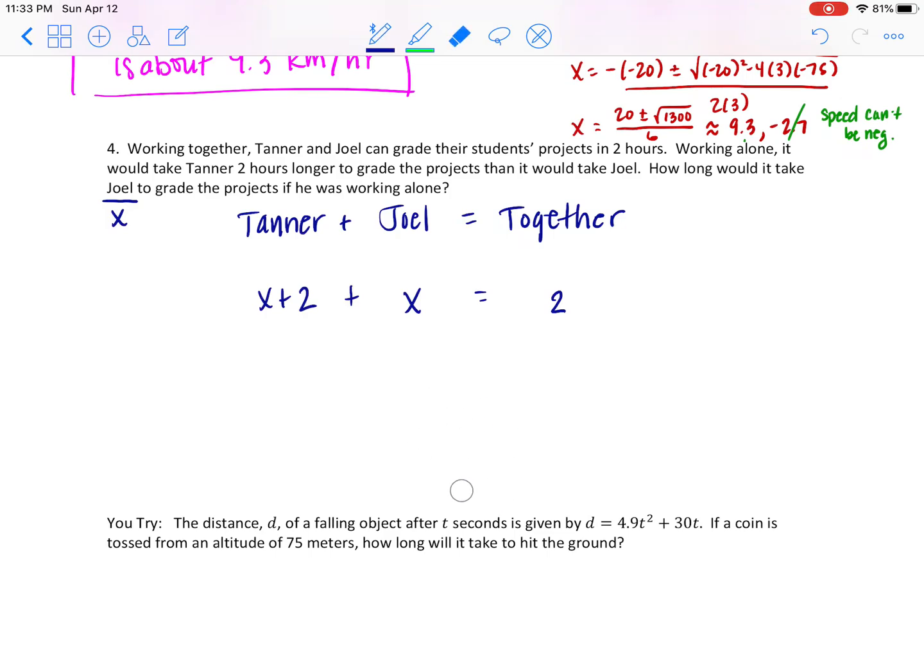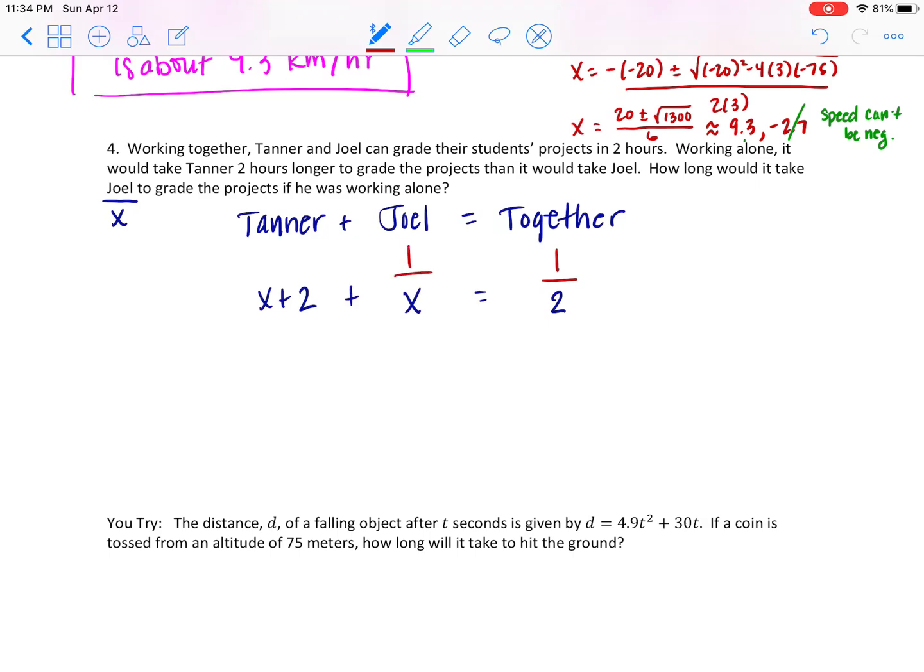Joel's not going to grade projects in 0 hours. Remember, there was one more thing we had to do with this. We had to convert each of these amounts to rates. And so remember, if they took 2 hours to do these projects total, how much of the job was done in 1 hour was 1/2 of the job. So to convert the amount to a rate, we were just putting a 1 over it, right? It was technically the reciprocal. We reciprocate the number, but since it's 2 over 1, it becomes 1 over 2.